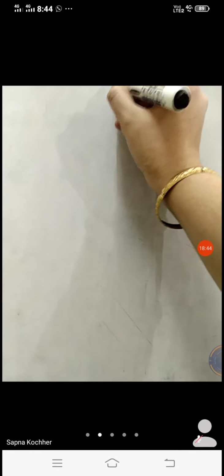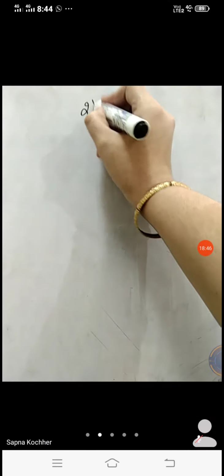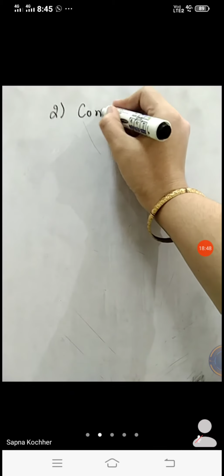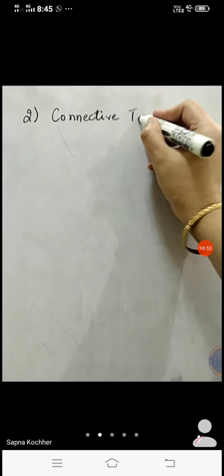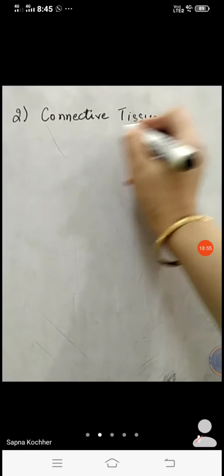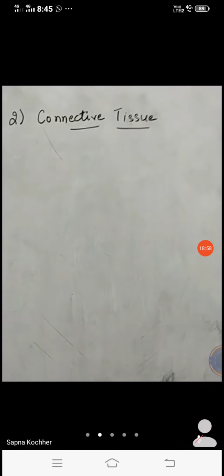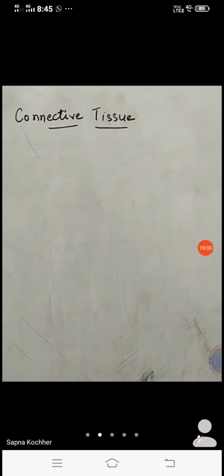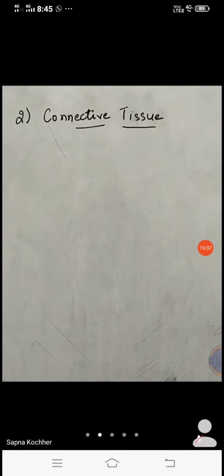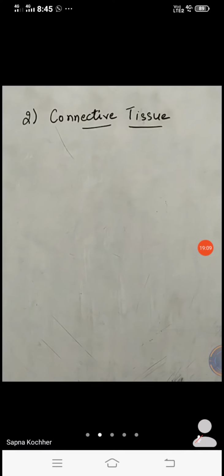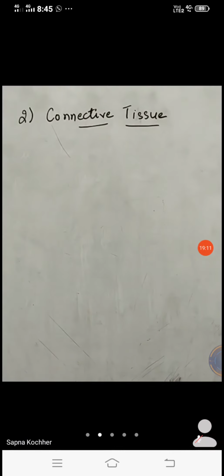Coming to the second type of animal tissue, that is the connective tissue. First we studied epithelial, and now I'm coming to connective tissues. As the name says, connective means these connect two types of cells or two types of tissues. These tissues are called connective because they are a type of cementing tissue. Cementing means they join the two layers, the two types of tissues, together. That is why they are called connective tissues.